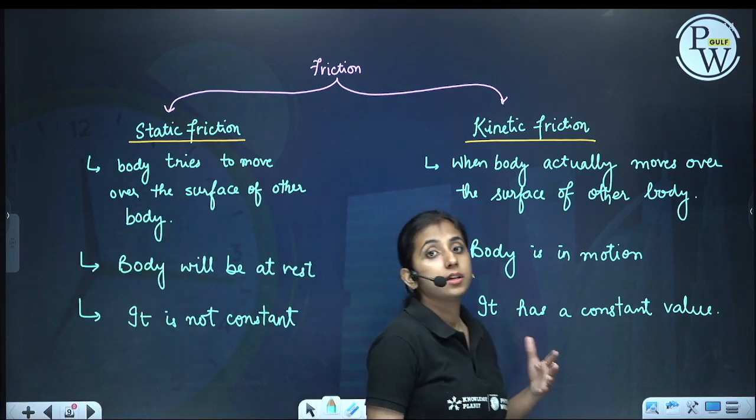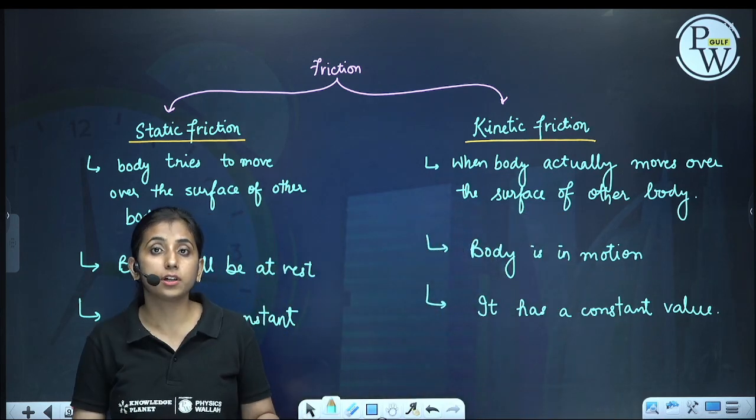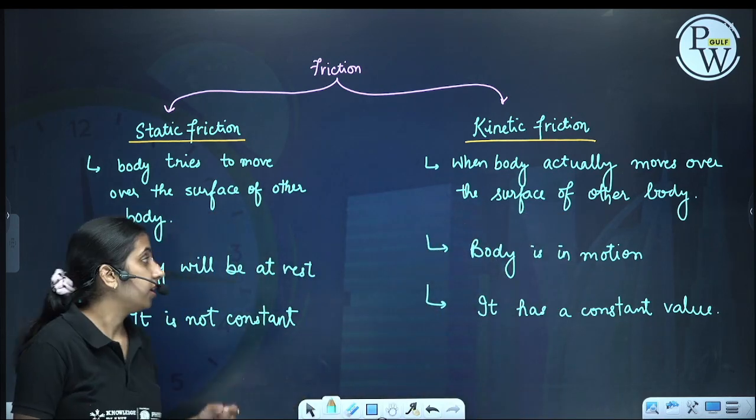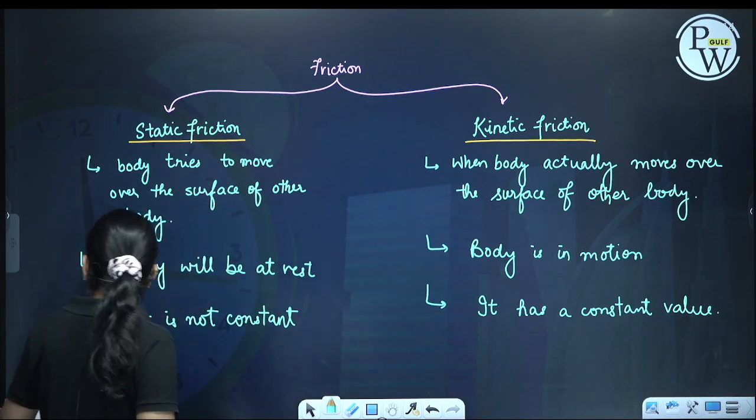So what happens? There are two types of friction. One is static and one is kinetic friction. When the body is not moving, that is the static one. When the body is moving, that is the kinetic one.